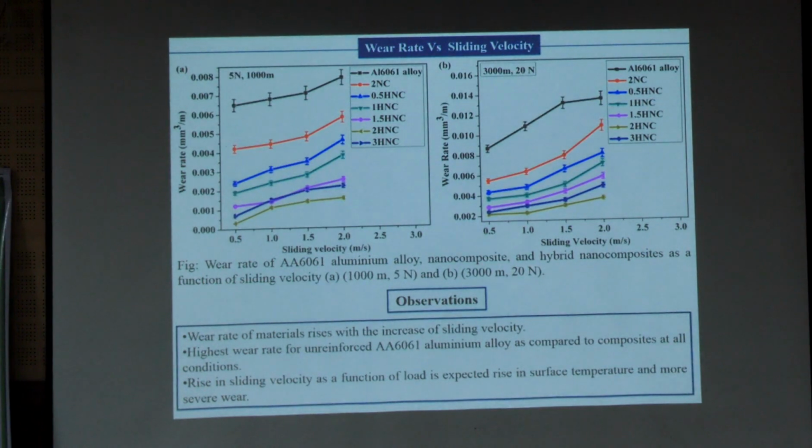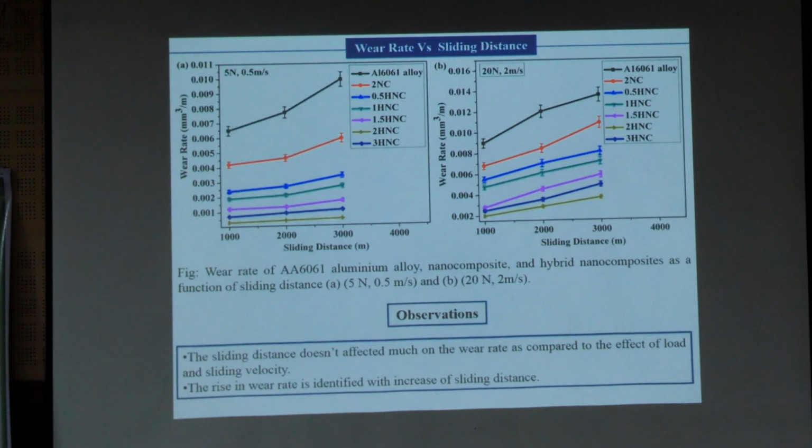This is the same thing but with respect to sliding velocity. So this is with respect to load, this is with respect to sliding velocity, and this is with respect to sliding distance. In all the cases, if the distance is more, that is, if the time is more, the wear rate is increasing. If the velocity is high then the wear rate is increasing, and if the load is high then the wear rate is increasing. But within that, the 2 HNC is giving a better result, that is, less wear rate compared to the other materials.